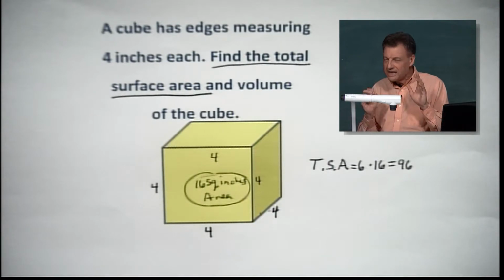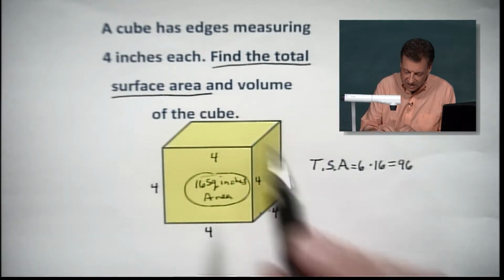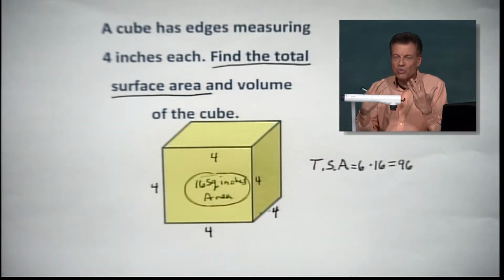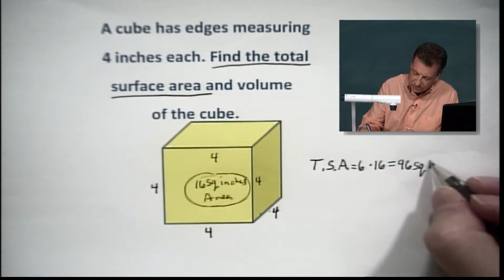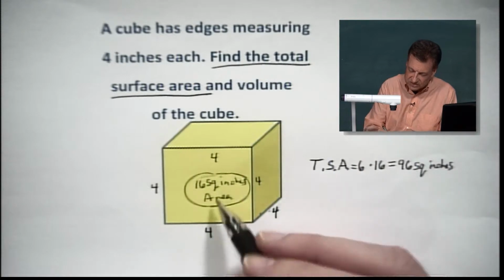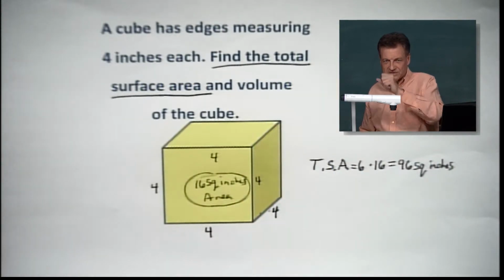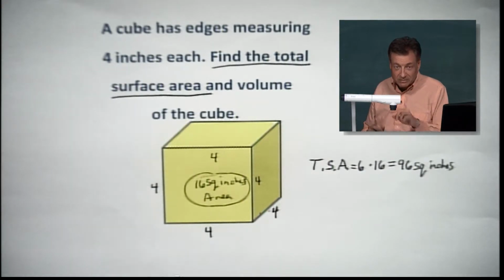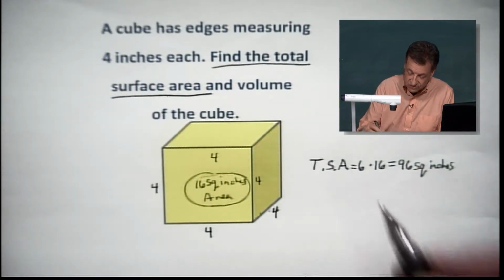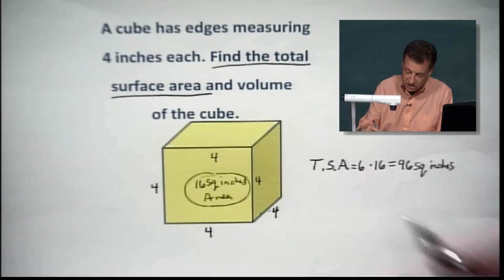Now keep in mind, it is important to talk about units here. Surface area, square inches, all right? And that's because it's area. So we'll put that back in there. Remember, there's 16 on each of those. 16 times 6, yes, we get 96. So there's the first step.